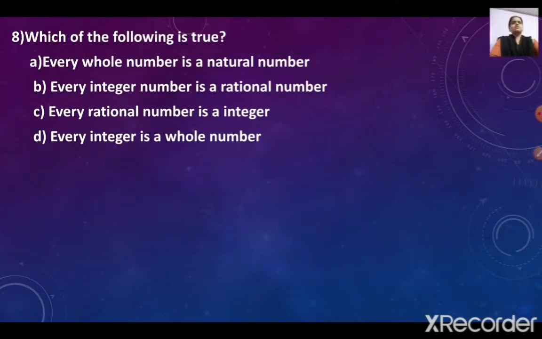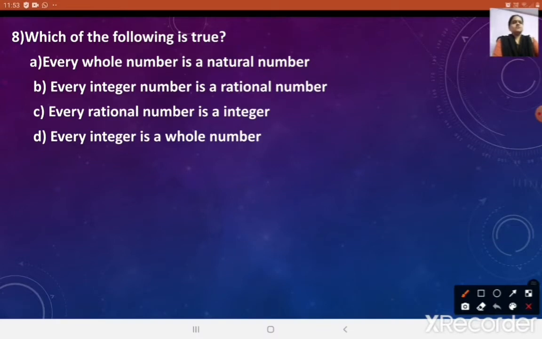Now, which of the following is true? Here you can consider the word as statement is true. Okay. So every whole number is a natural number. Every integer is a rational number. Every rational number is an integer. And every integer is a whole number.